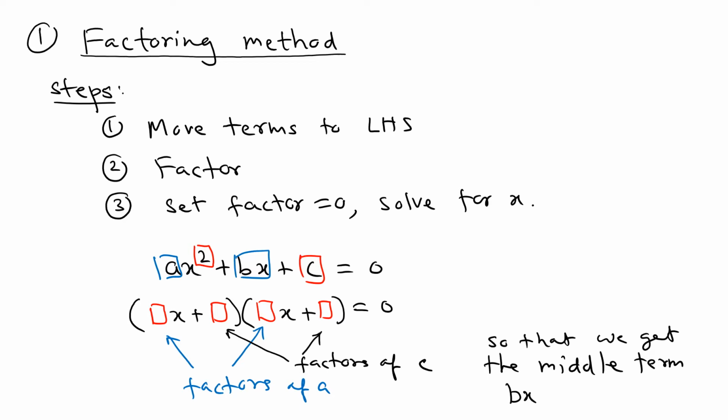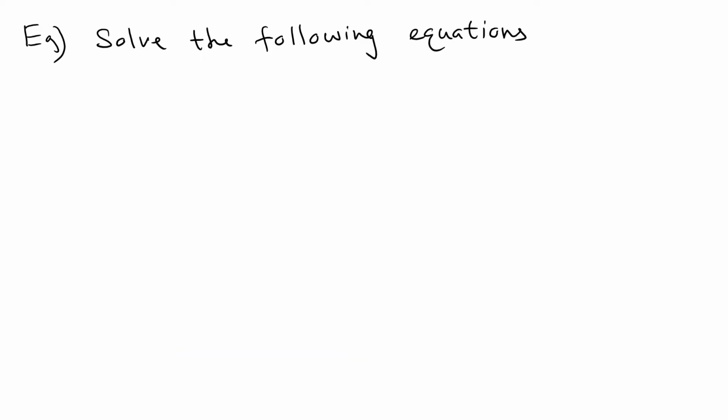But we can discuss a different method to get the answer quickly. So let's look at some examples. Solve the following equations. Let's say the first one, x squared minus x minus 6 equals 0. Rather than using a trial and error argument, we can look at a systematic method.